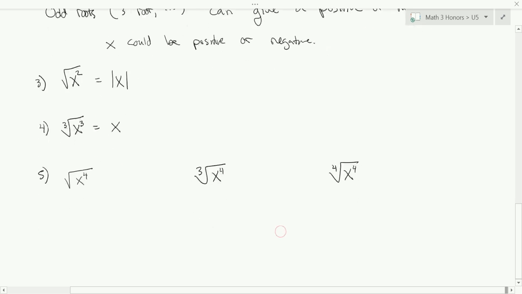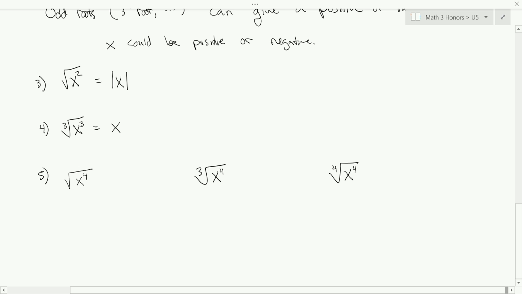So the ones you need to be worried about are the even roots, worried in the sense of, should I put the absolute value or not? If you have an odd root, there's no worries at all. You're not going to have any absolute values in your answer. Okay, you don't need a positive answer.